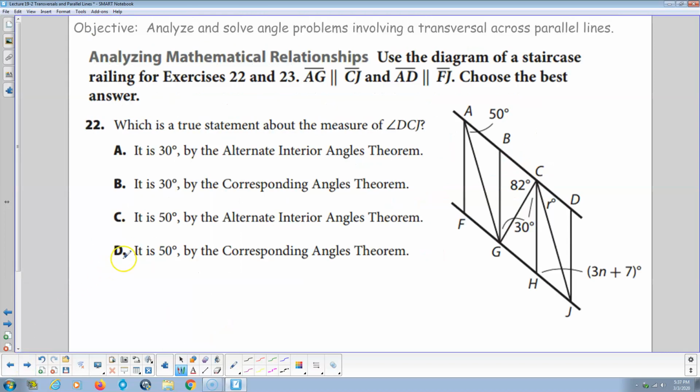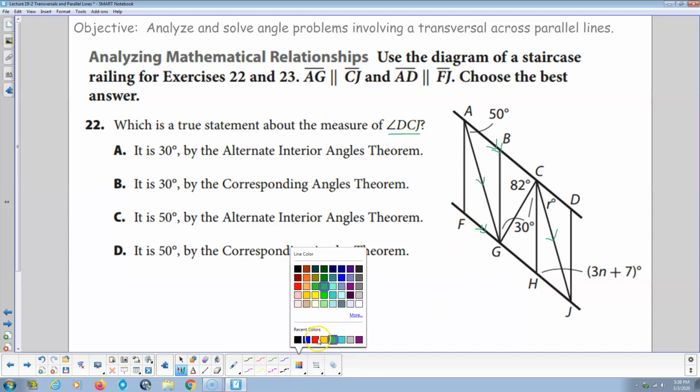Next problem. Okay. AG is parallel to CJ. So this guy here is parallel to CJ, this guy here. And AD, so this big line here, is parallel to FJ. So this long line right here. There we go. So which is true about the measure of DCJ?